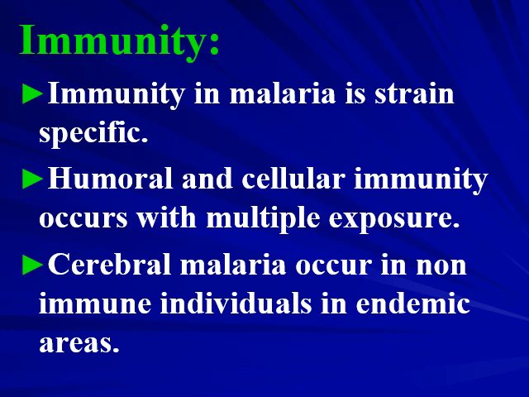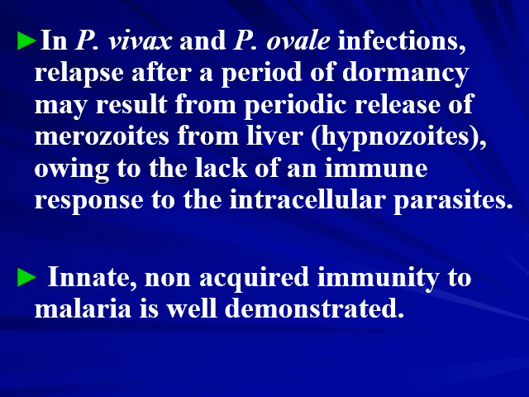Immunity against malaria is strain-specific. A humoral and cellular immunity occurs with multiple exposure. Cerebral malaria occurs in non-immune individuals, as we said before, in endemic areas. In Plasmodium vivax and Plasmodium ovale, infection relapse after a period of dormancy may result from periodic release of merozoites from the liver because of hypnozoites.